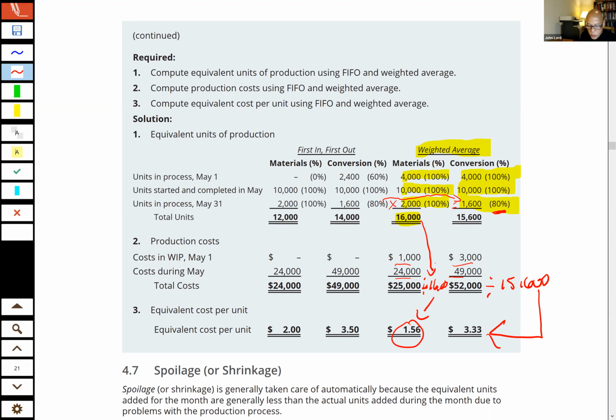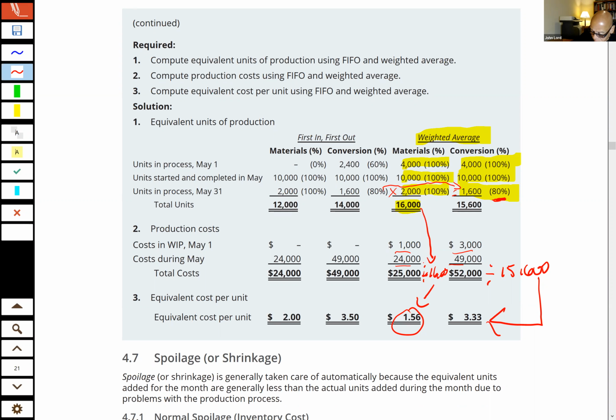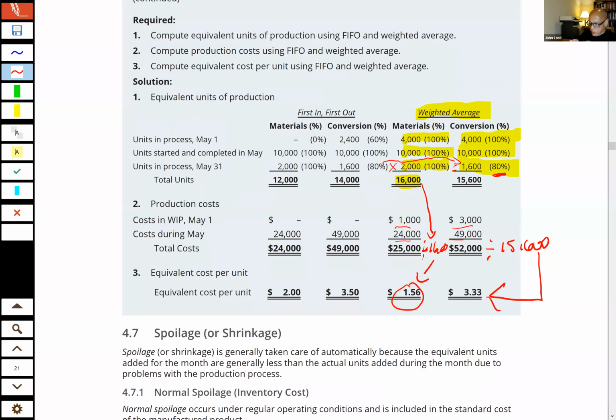Okay, all right, good. Now, just to make sure we're understanding what we're doing here, I just want to focus on this $1.56 for the materials, okay? We would do the same thing for the conversion cost, but remember what we're trying to figure out is what, on an equivalent unit basis, have we completed for the period.